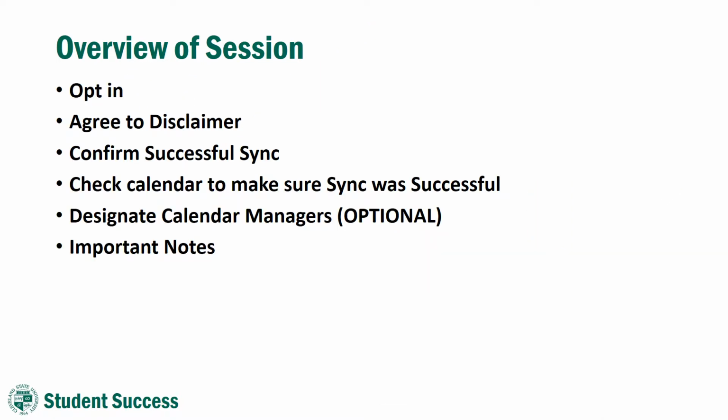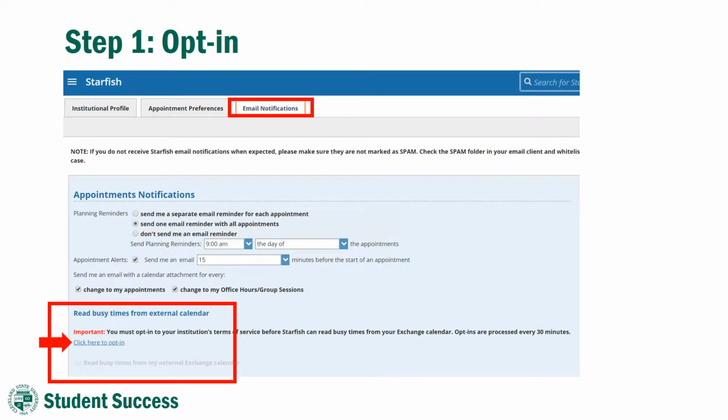In this session, we will be learning how to set up your Outlook and Starfish calendars to sync in 5 steps. You can find the settings for syncing your Outlook and Starfish calendars together under Email Notifications in Starfish. To get to this screen, you will need to log into Starfish, select the Options button, which is the 3-line icon at the top left of your screen, followed by your name, and then Email Notifications.